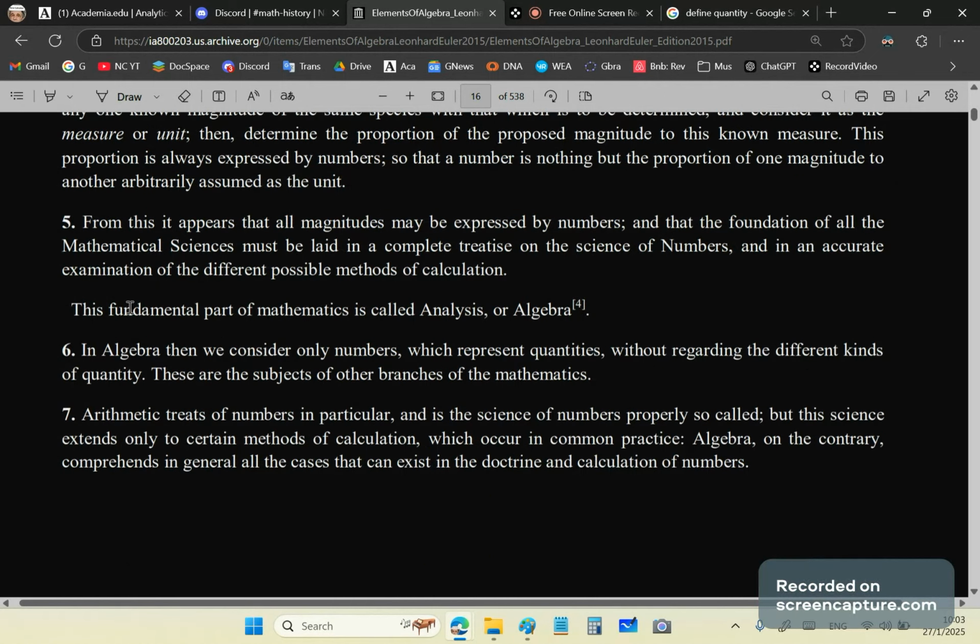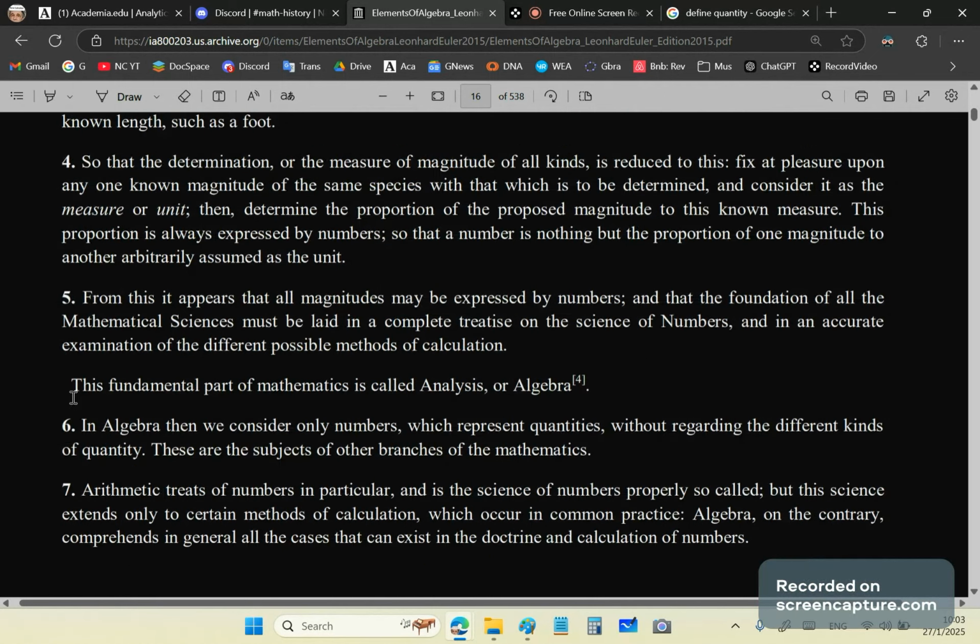So then he continues and he says, so that the determination or the measure of magnitude of all kinds is reduced to this: fix at pleasure upon any one known magnitude, yes, a unit, say, of the same species in which it is to be determined, and consider it as the measure or unit.